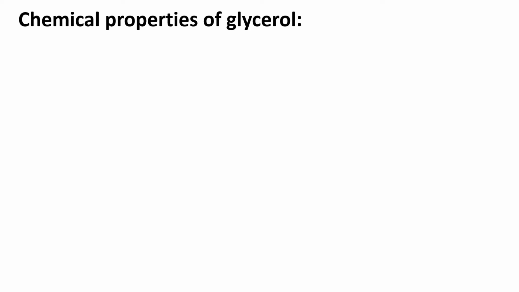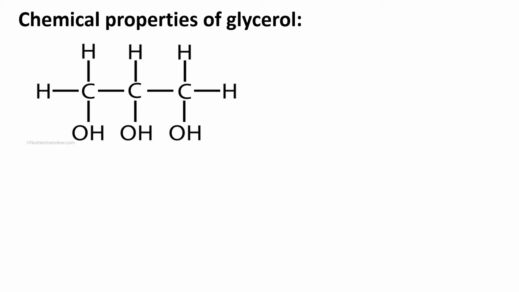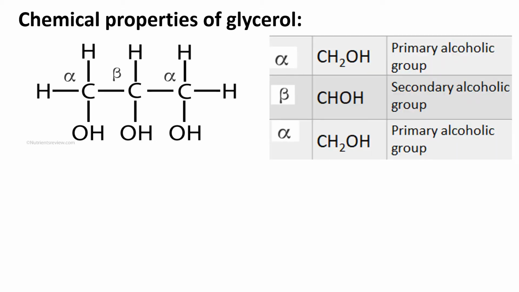Now let us know its chemical properties. This is a glycerol structure, which is nothing but propane 1,2,3 triol, and these carbon atoms, the 3 carbon atoms which are linked to 3 hydroxyl groups, are named as alpha, beta and alpha prime. This is an alpha carbon. Alpha carbon is actually a primary alcoholic group. Alpha carbon of this glycerol contains primary alcoholic group.